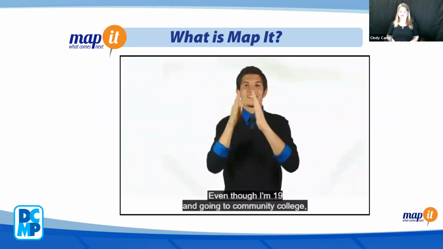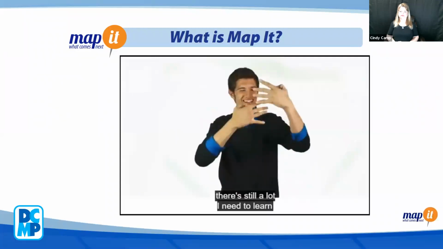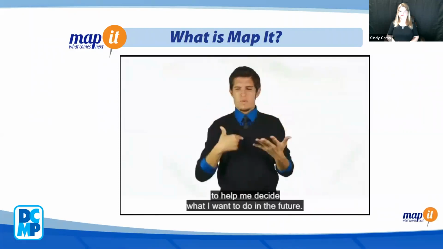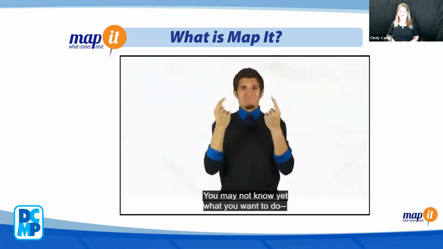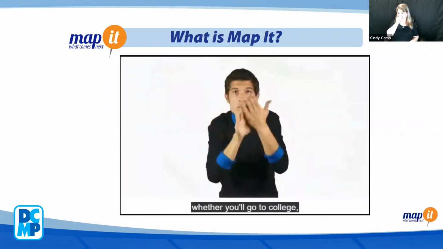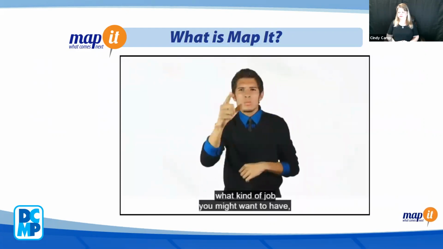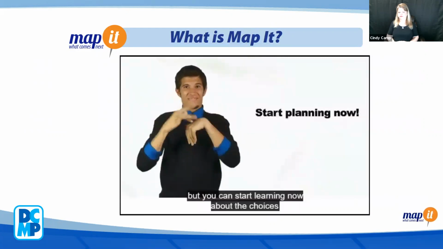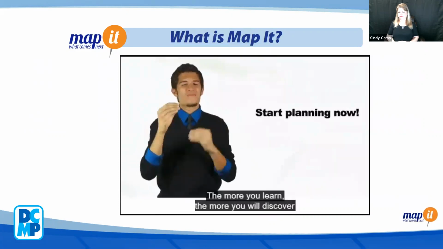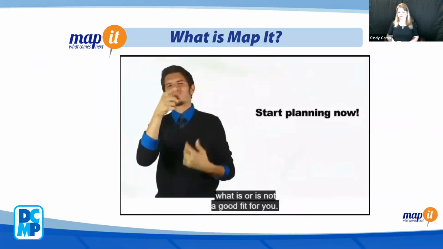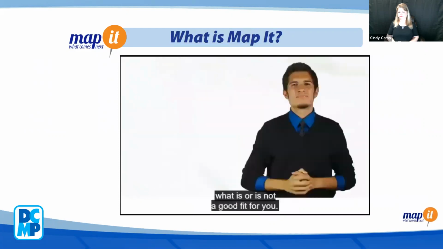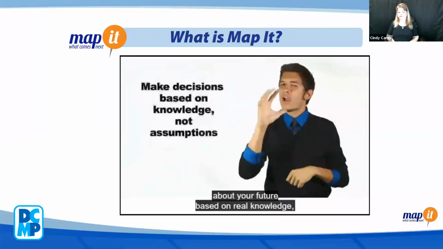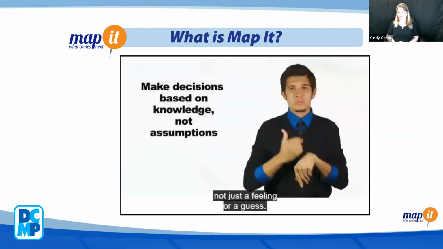Even though I'm 19 and going to community college, there's still a lot I need to learn to help me decide what I want to do in the future. You may not know yet what you want to do, whether you go to college, what kind of job you might want to have, or where you live. But you can start learning now about the choices available to you. The more you learn, the more you will discover what is or is not a good fit for you. Then you can begin to make decisions about your future based on real knowledge, not just a feeling or a guess.